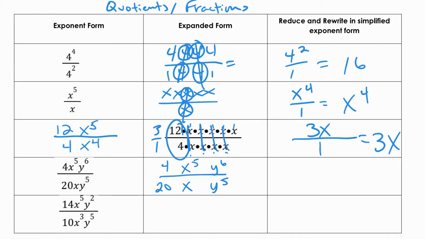So I'm going to start by looking at the numbers, 4 and 20. They reduce. 4 divided by 20 is 1/5. So if I reduce it, I have 1 over 5. Now I look at my x's. I have x to the 5th and x. That means there's 5 on top, there's 1 on the bottom. If I cross them out, that's going to leave me with 4 on the top. So I'm going to go and put the 4 there. And then I'm going to look at my y's. I have 6 on top, I have 5 on the bottom.